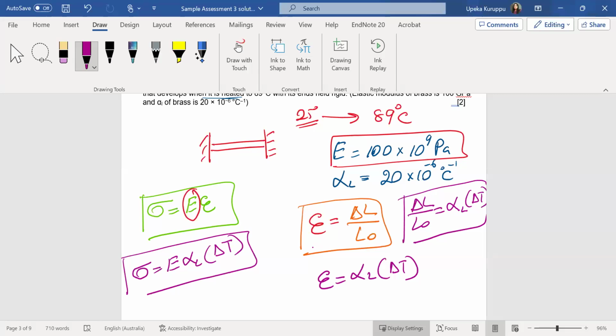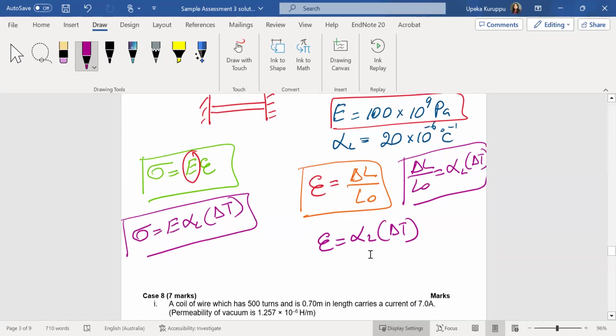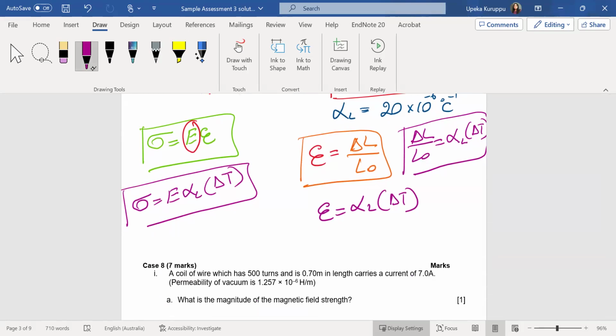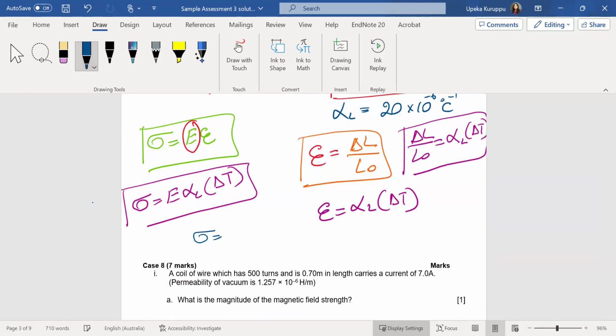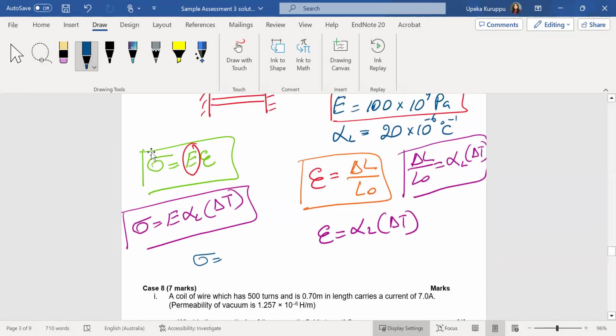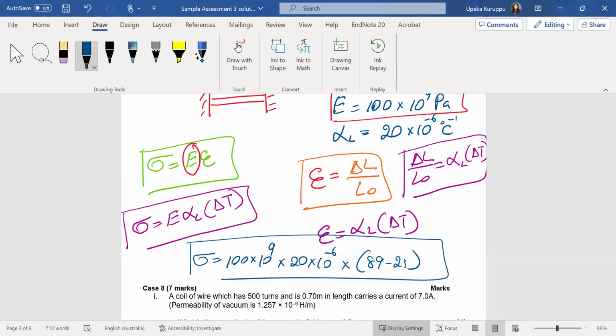Okay, what do we get for the stress? What is stress? Stress is equals to 100 times 10 to the 9. This is given as 20 times 10 to the negative 6 times the change in the temperature 89 minus 25. What do we get, guys, when you put this in the calculator in pascals? What is your answer?